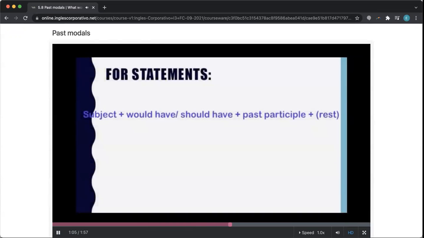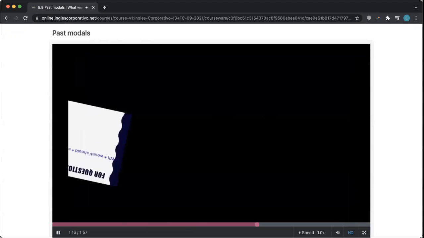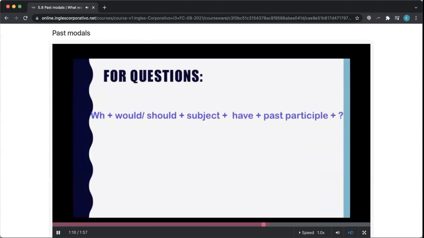Remember, for statements, we must use subject plus would have or should have plus past participle plus the rest of the sentence. For questions, we add a WH question word plus would or should plus subject plus have plus past participle and the question mark.